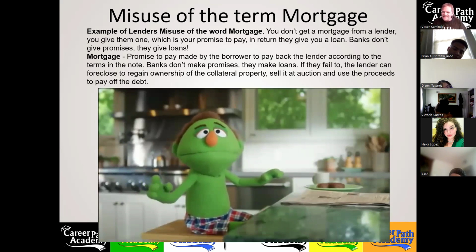When you don't get a mortgage, you're the one that's giving the mortgage. It's a promise to pay. You see, even lenders misuse these terms on their commercials. So it's only natural that you're not going to know what it means if the lender's misusing the term, right?